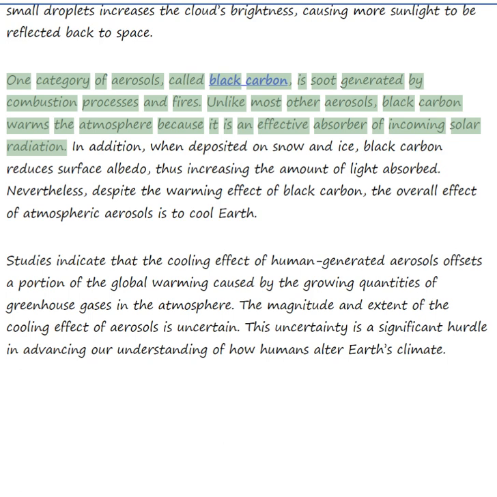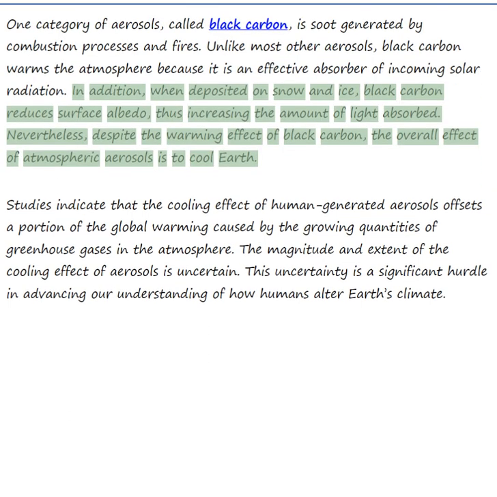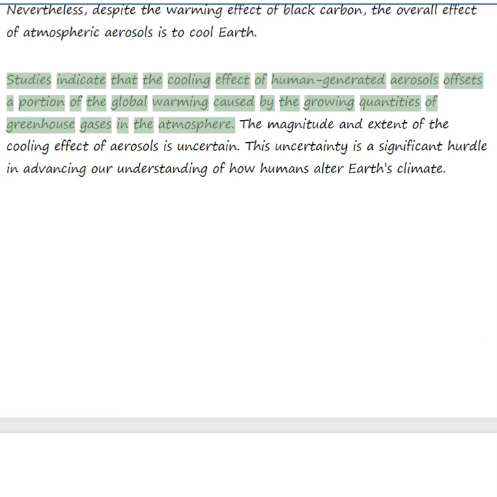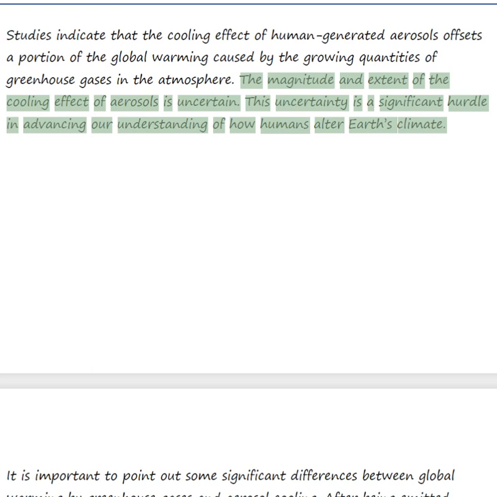Unlike most other aerosols, black carbon warms the atmosphere because it is an effective absorber of incoming solar radiation. In addition, when deposited on snow and ice, black carbon reduces surface albedo, thus increasing the amount of light absorbed. Nevertheless, despite the warming effect of black carbon, the overall effect of atmospheric aerosols is to cool Earth. Studies indicate that the cooling effect of human-generated aerosols offsets a portion of the global warming caused by the growing quantities of greenhouse gases in the atmosphere. The magnitude and extent of the cooling effect of aerosols is uncertain. This uncertainty is a significant hurdle in advancing our understanding of how humans alter Earth's climate.